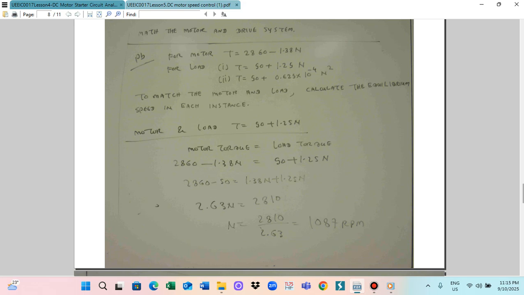So we write the equation. The motor torque equation is T = 2860 - (1/3)n, and the load torque equation is 50 + (1/2π)n. So we solve this equation: 2860 - 50 equals (1/3)n plus (1/2π)n. So we add 1/3 and 1/2π.